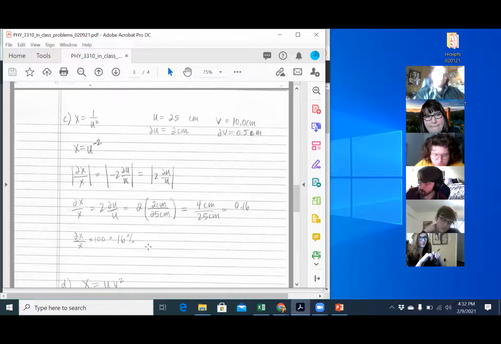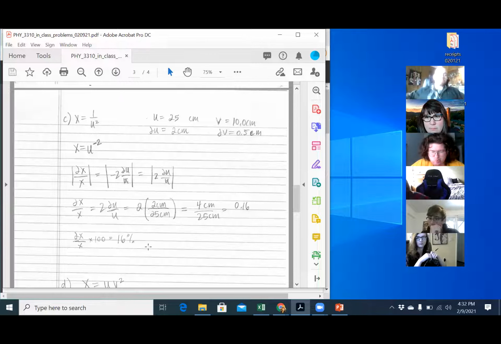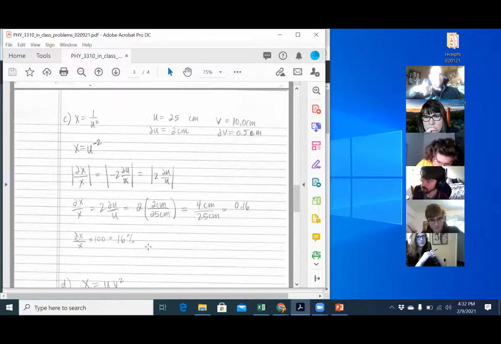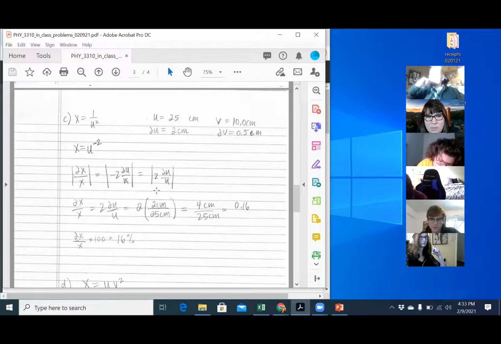I'm kind of confused. So it's like the fractional uncertainty of x would equal the absolute value of n times the fractional uncertainty of u, right? Mm-hmm. So the fractional uncertainty of u is 5%. Delta U over U. Yeah, so you can just put 0.05.